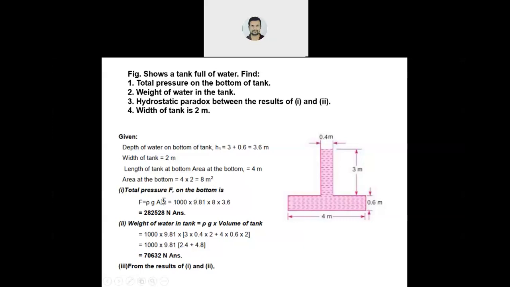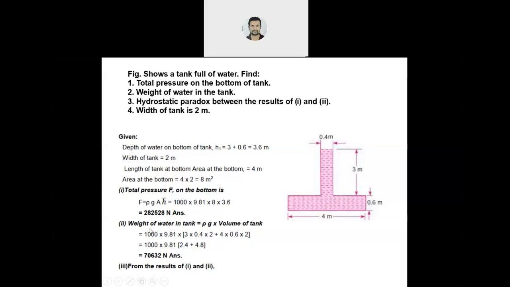Next, the force. How will we calculate the total pressure force? The formula is the same: rho g A H bar. What will H bar be? Here I told you H bar, H star, H, everything will be the same. So it is nothing but 3.6. Area is 8, g is 9.8 and the density is 1000. So the force will come to this much.